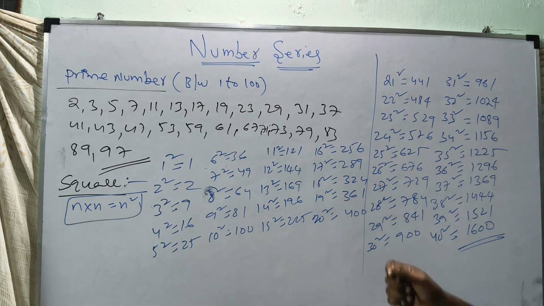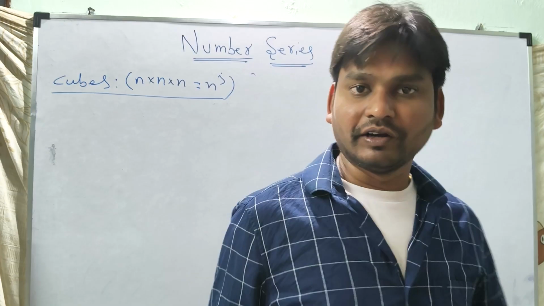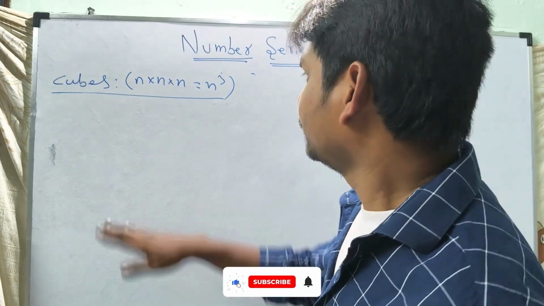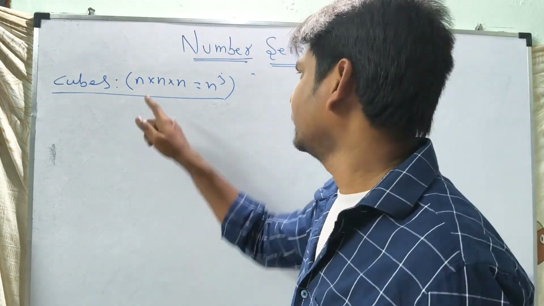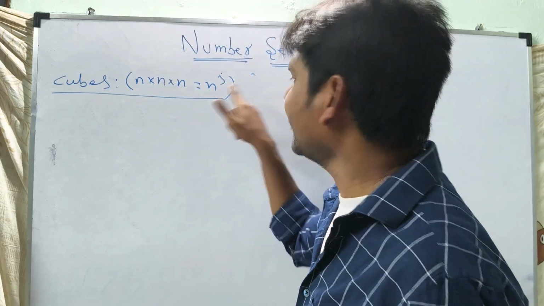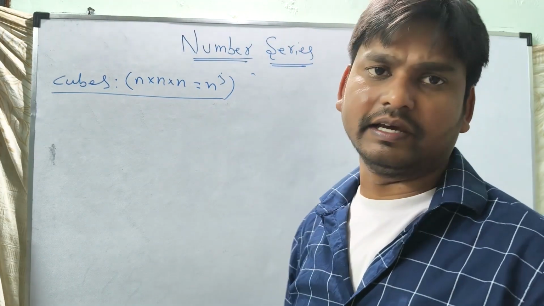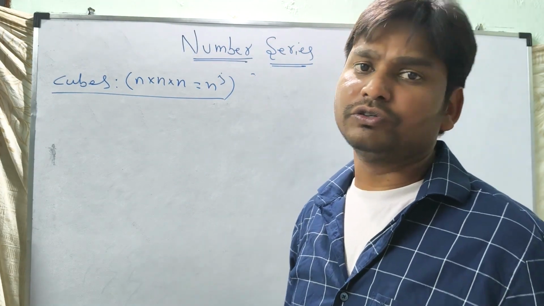Clear? It is very useful while solving different types of questions. You will get to know. Clear? Next we'll see about cubes. Cube is nothing but a number multiplied by itself thrice. That's why n into n into n, n cube. So I am writing here cubes from 1 to 20.